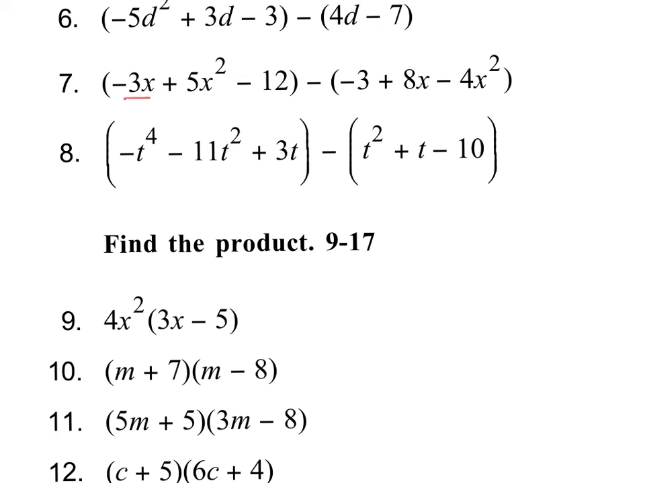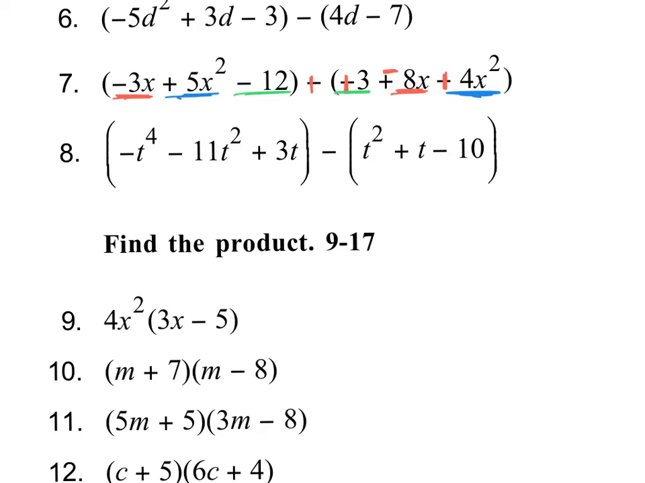So we have -3x minus 8x. So let's change this. Change the plus to a minus, the minus to a plus, the plus to a minus, and the minus to a plus. So we have 5x squared and 4x squared, and then negative 12 and positive 3.